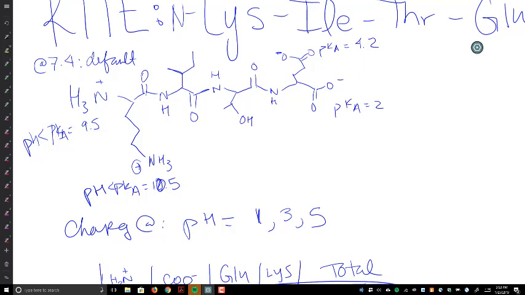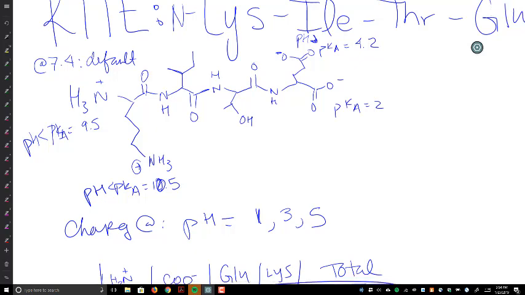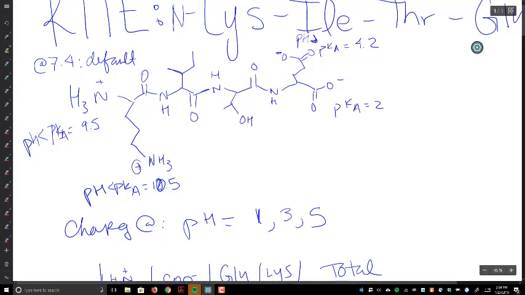But we do, however, see glutamate being deprotonated because the pH is greater than the R group's side chain pKa of 4.2. And then finally, if we look at our C terminus, we would draw our C terminus as deprotonated because at 7.4, the pH is greater than the pKa of 2.